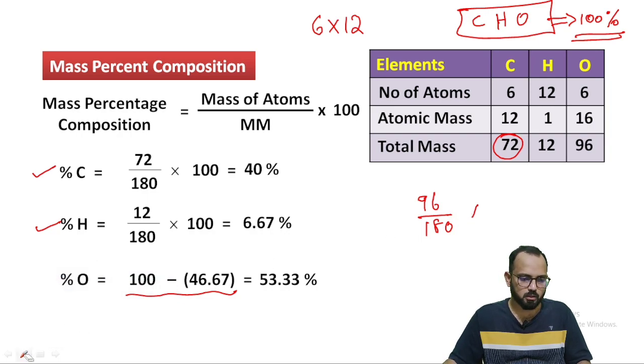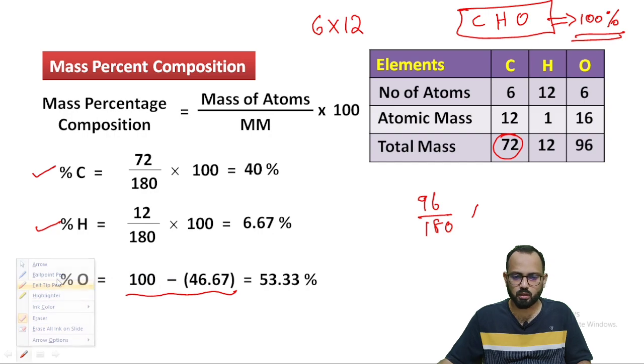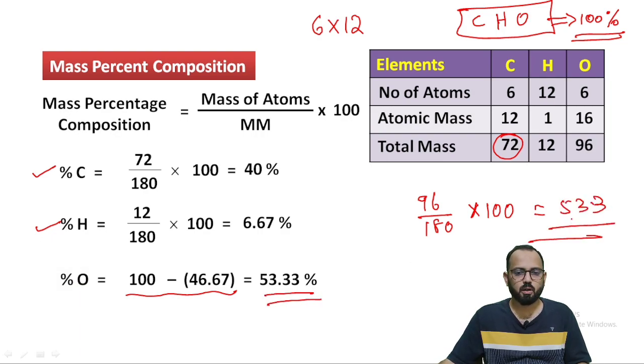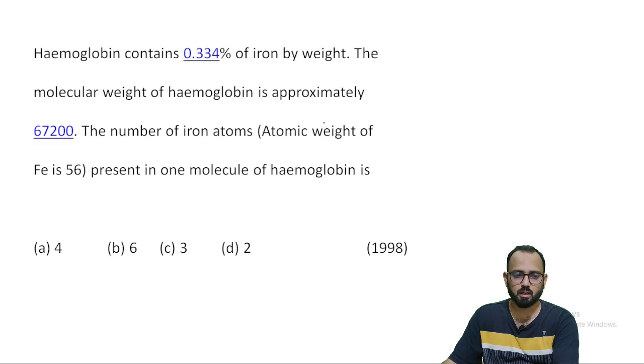So 96 into 1 by 180 into 100. You are also going to get the same value, 53.33. Okay, you got the point. This is how you have to find the percentage composition: mass of the atom by molecular mass into 100.